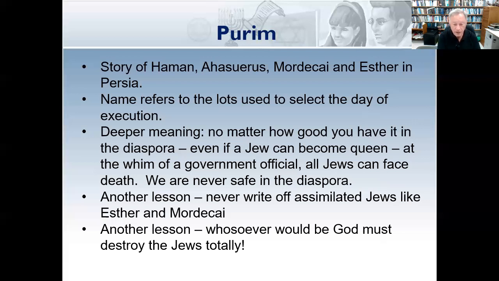Persia. The name Purim refers to the Persian word for drawing lots, because the bad guy Haman draws lots to decide which day they will kill all the Jews. The deeper meaning of Purim is no matter how good you have it in a diaspora, even in a world such as the world in the story where a Jew can become queen, at the whim of a government official, all Jews can face death. We are never safe in the diaspora.